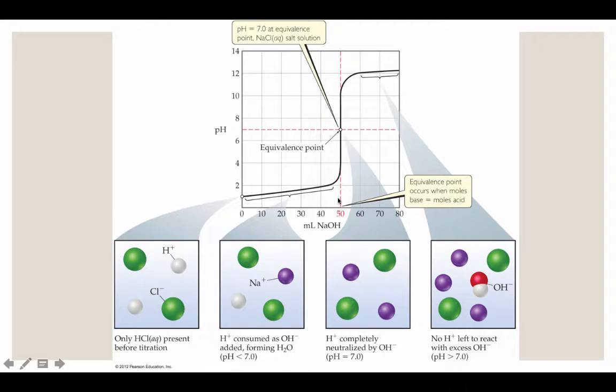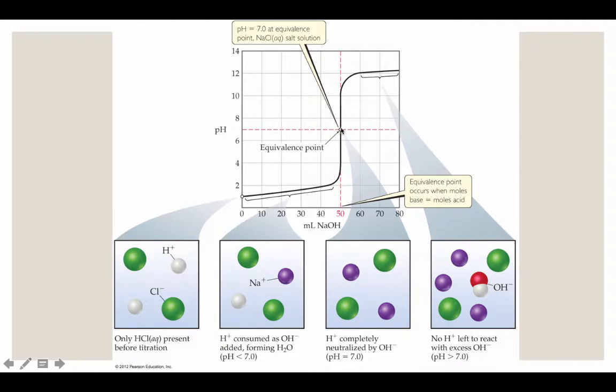At the equivalence point, we see that all of the H+ and OH- have reacted to form water, meaning there's no unreacted H+. At this point, all we have in solution are Cl- ions from our initial HCl and Na+ ions from our NaOH titrant. These are both spectator ions, and they're all that's present in solution at the equivalence point.